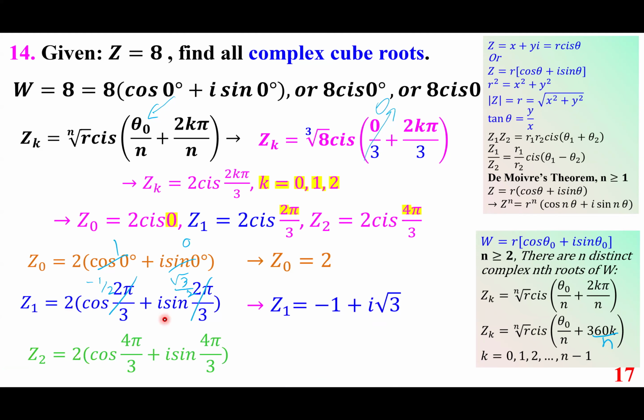4 pi over 3, again, is the same as pi over 3, but we have to figure out the sign. Both of them are negative, because in the third quadrant, sine and cosine are both negative. So this is negative 1/2. This is negative square root of 3 over 2. And we get rid of the denominator too. We get minus 1 minus i square root of 3.